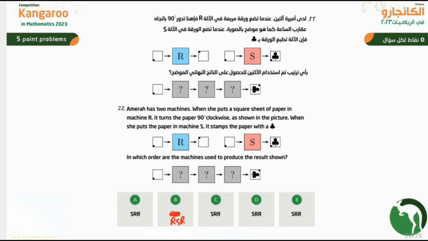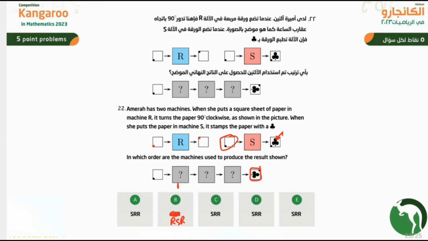So if we look here, we have this square here. After putting this shape in R, the square will rotate 90 degrees clockwise. So we will have the square here, a small square. And if we put this square inside the machine S, it will stamp this figure on it in this way. So to obtain this one here, we need 3 steps.